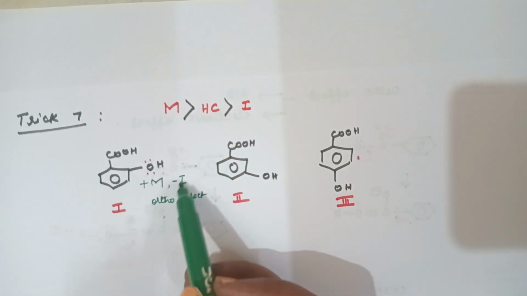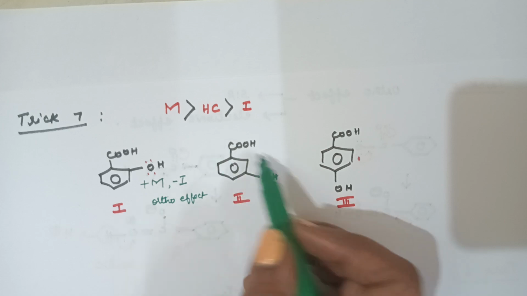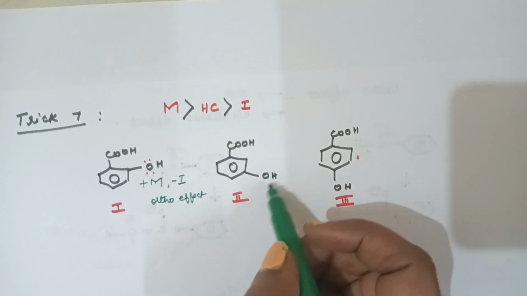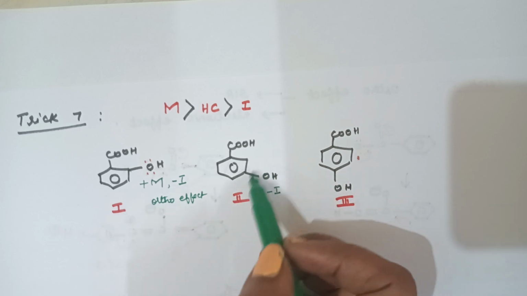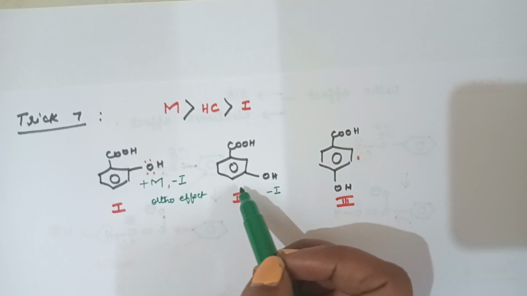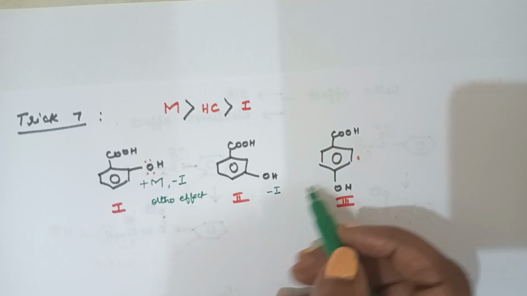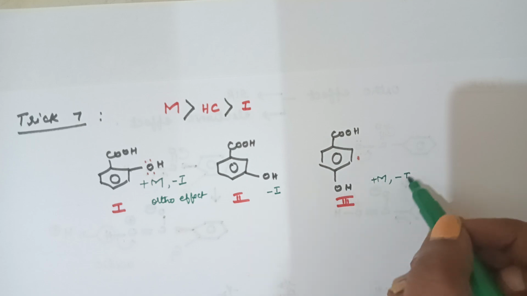So here it is showing three effects: plus M, minus I, and ortho effect. And here we will see the OH group; here it will show minus I effect, and there is no plus M or minus M. You know that if it is at the meta position, M effect will not be shown. So only minus I effect here. And at the para position, this group shows plus M effect and then minus I effect.